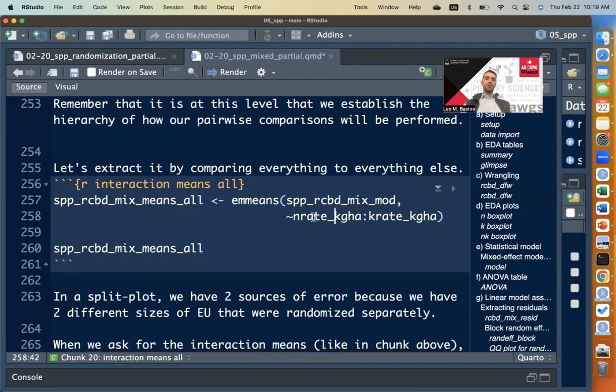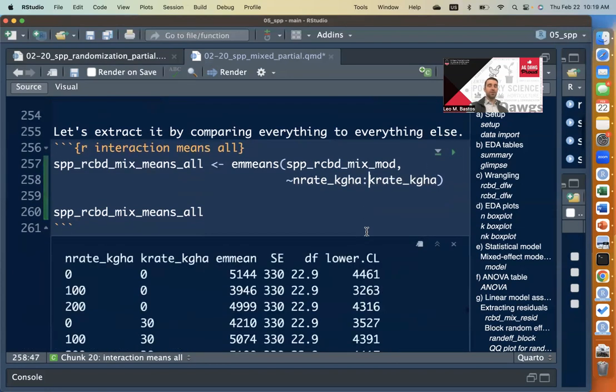In this case, I just want to get all comparisons of everything together, so there is no structure in my means, which is perhaps interesting to point out, since we do have a structure in the design. However, we're talking about means and how I extract means. So in the means, I'm choosing to not have a structure when doing that. So you can just run that.